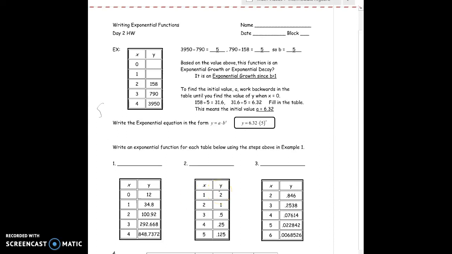Number 1, the initial value is 12. It's a little bit different. So I'm going to go through number 2 because it's decay. It'll be the same type of thing either way. So we've got this form y equals ab to the x that we've already talked about.